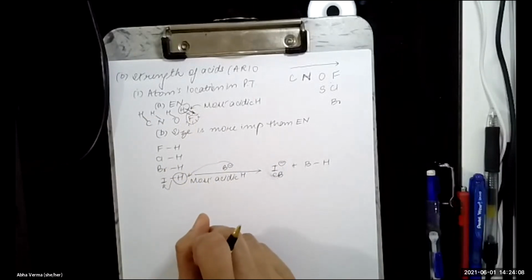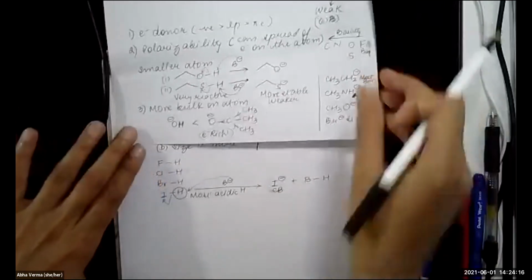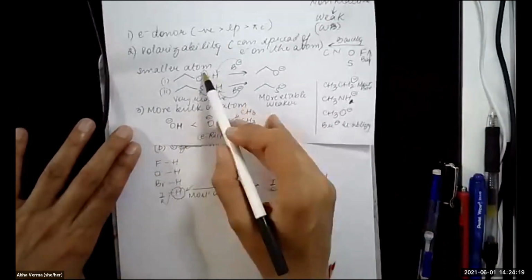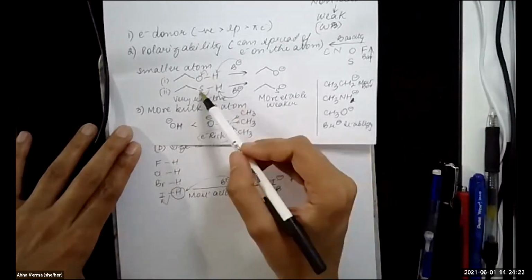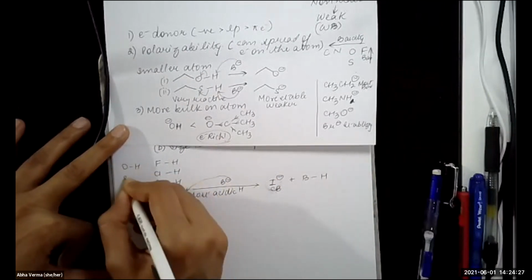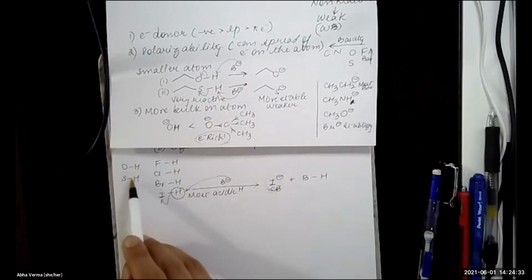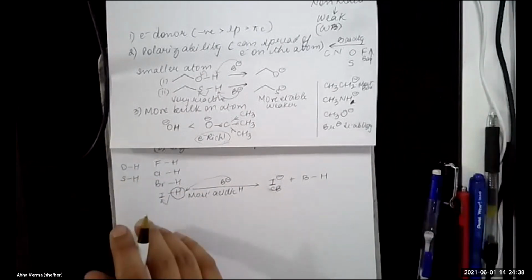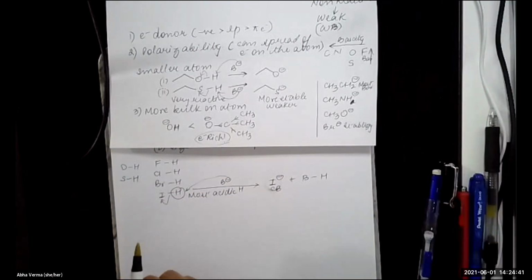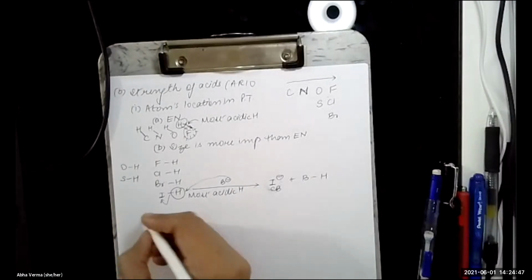So if we look back at this little example that we did, where we had oxygen with a hydrogen and sulfur with a hydrogen, out of these two, which will be more acidic? The hydrogen on the sulfur will be more acidic. So that is where your atom comes into play.